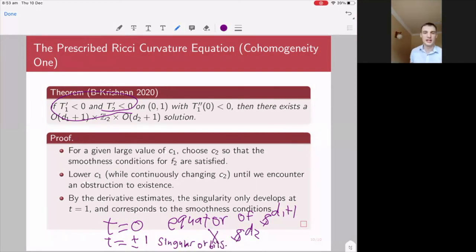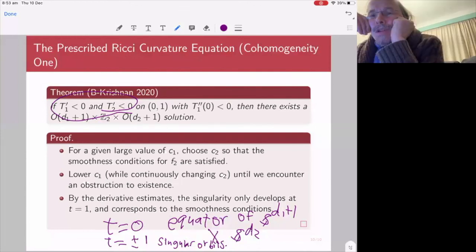So this is why we need to insist on all of the evenness conditions at T equals 0. And why is the metric smooth? There are no further conditions at the end, at the singular orbit?